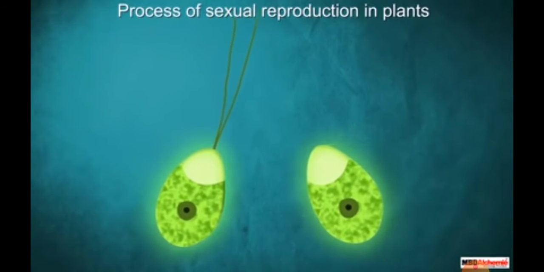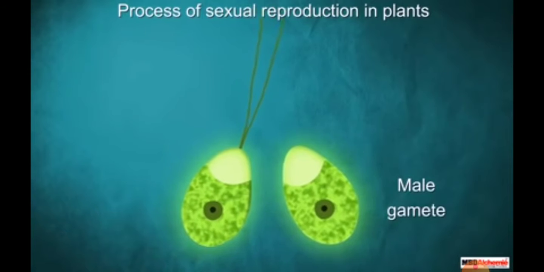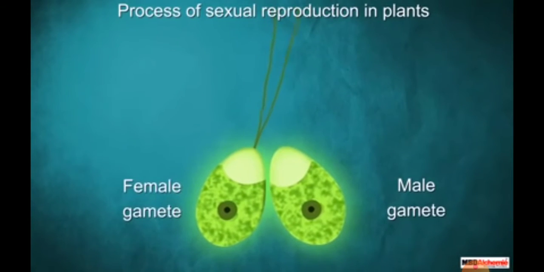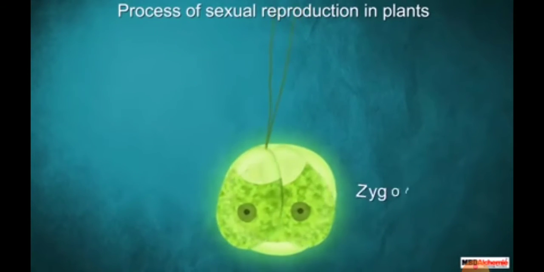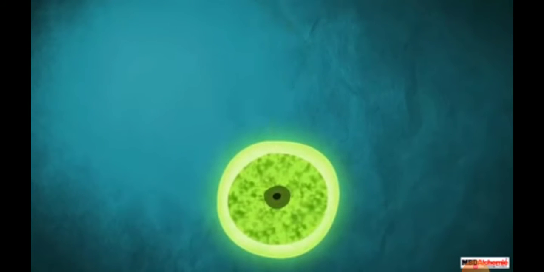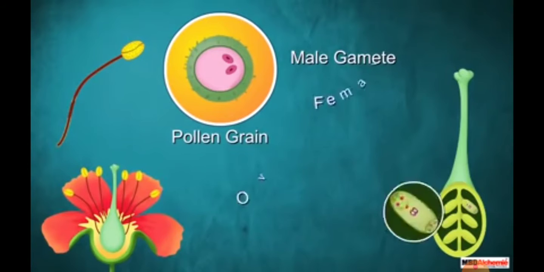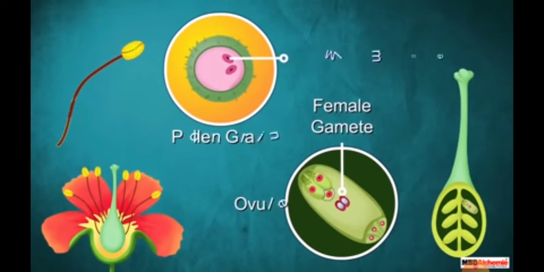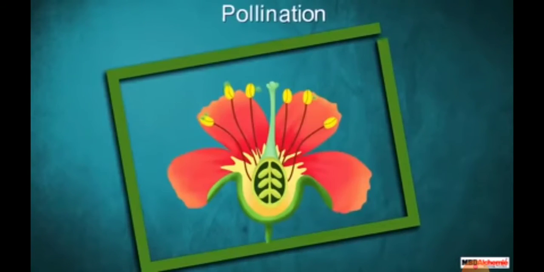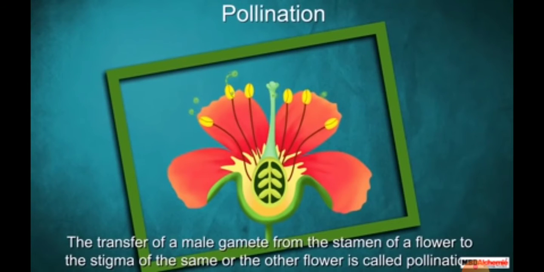Now what is the process of sexual reproduction in plants? You can see the male gamete and the female gamete, and when both fuse together, a zygote is formed. Now here you can see the pollen grain. Now this is the male gamete. Okay. Now here I'm telling you about pollination.